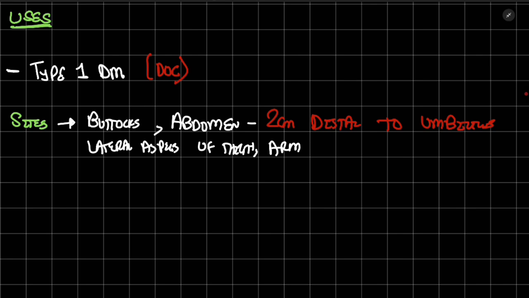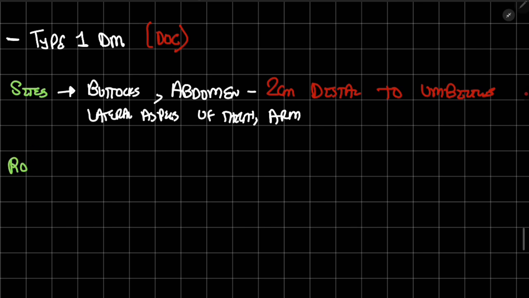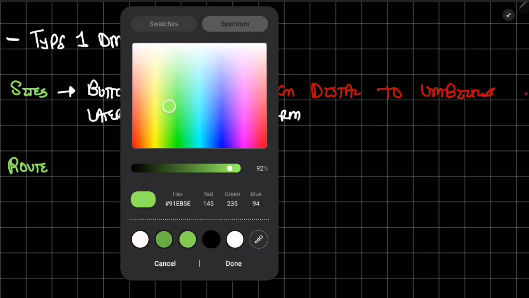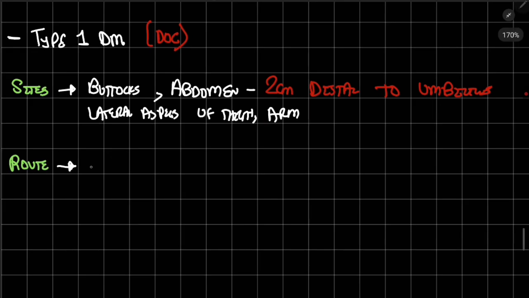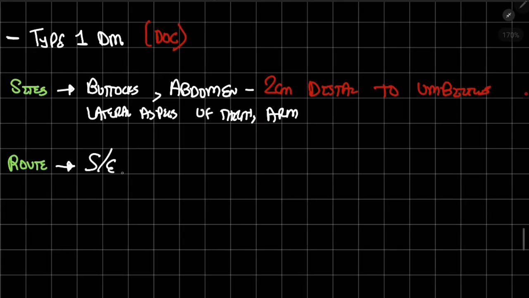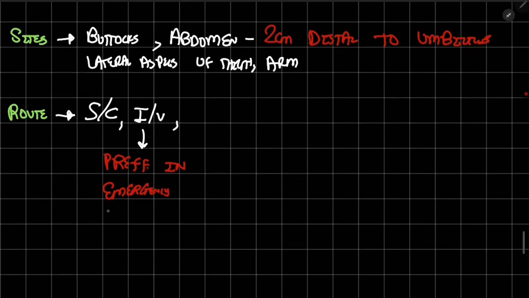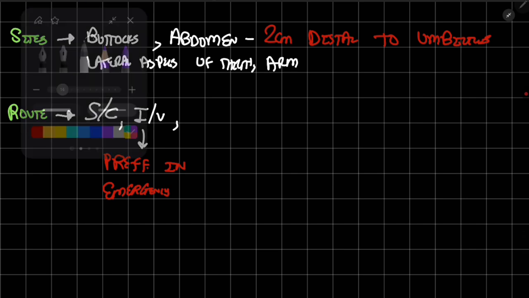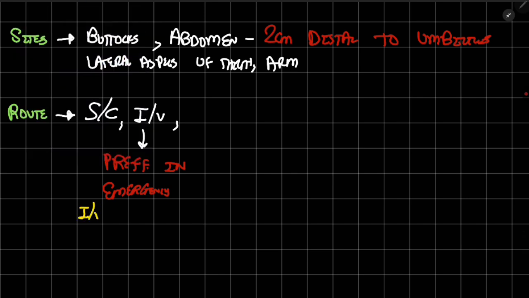Now the route of insulin. We have the main route, subcutaneous, and we have the intravenous route. Intravenous is preferred in emergency, where the drug of choice is IV regular insulin.